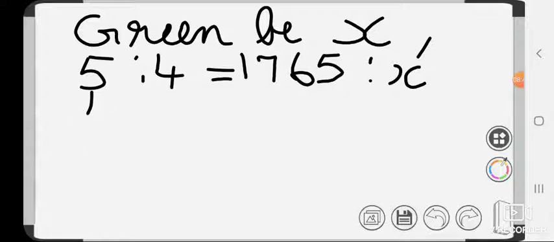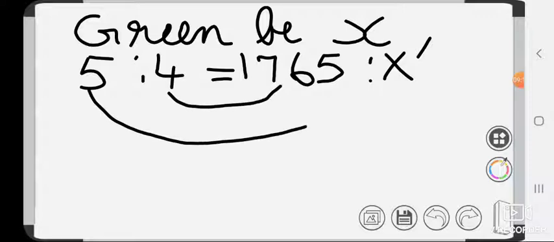Now what we have to do is, let it be x. We'll write x in this manner. Now from the given question we got a statement in this manner. Now what about the product of extreme? Product of extreme is equal to product of mean. This is product of mean, this is product of extreme.